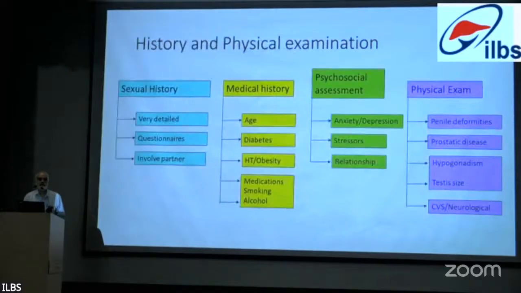So, first, history and physical examination. We have to listen to the patient. We have to devote some time to the patient. The sexual history should be very detailed. There are questionnaires that you will see, and involve the partner with that. Medical history is very important. Age is one of the factors. Diabetes, hypertension, obesity, medications. Many medications used in cirrhosis can contribute to sexual dysfunction, as can smoking and alcohol. These are all contributing factors.